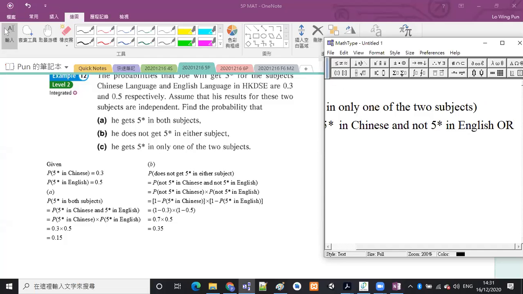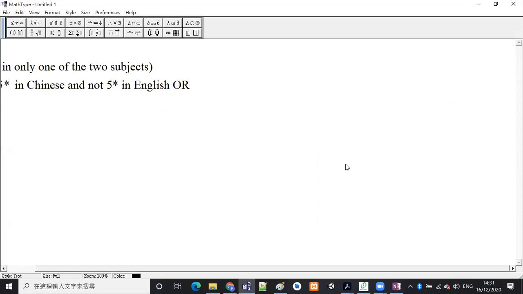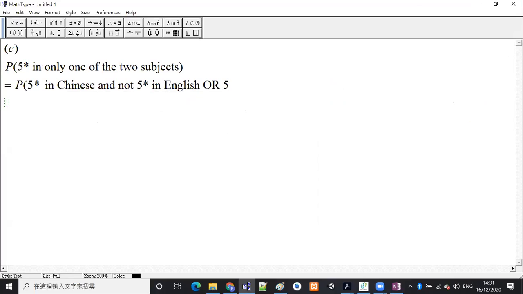Or 5 star in English and not 5 star in Chinese.